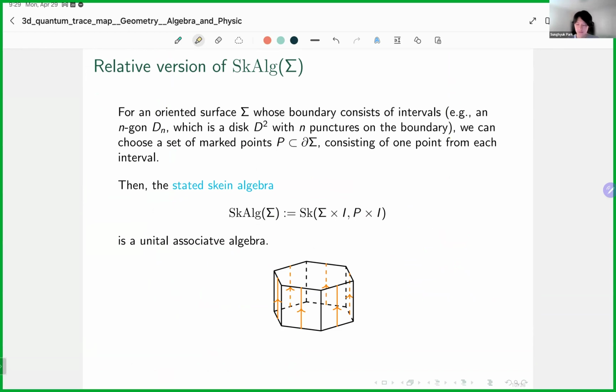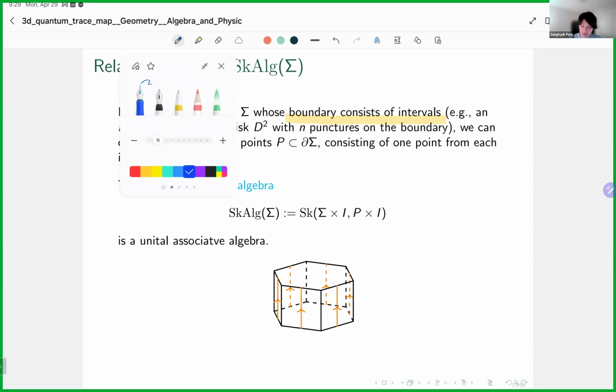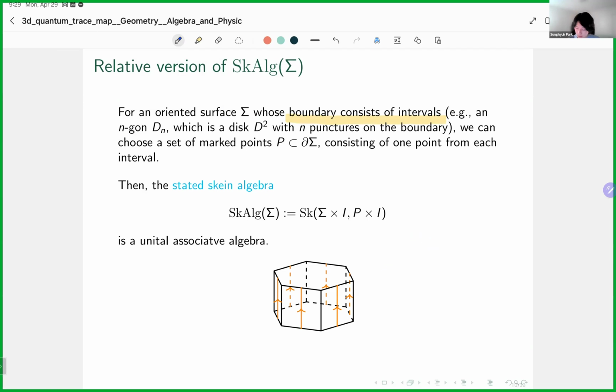Just like in the case of skein modules, when our three-manifold is a surface times interval, then it acquires an algebra structure. So in particular, if sigma is an oriented surface whose boundary consists of intervals, something like an n-gon, say this is an example of a hexagon, so it's a disk with 6 punctures on the boundary, so the boundary consists of 6 intervals.